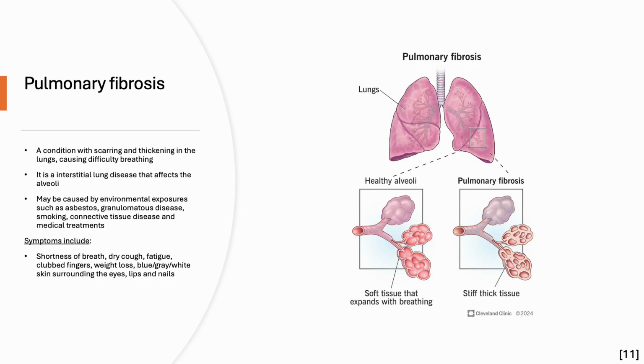Symptoms can include shortness of breath, dry cough, fatigue, clubbed fingers, weight loss, blue, gray, and white skin surrounding the eyes, lips, and nails. So in pulmonary fibrosis, the healthy alveoli is soft tissue that expands with breathing. In pulmonary fibrosis, it's the opposite. The tissue is very thick and stiff.